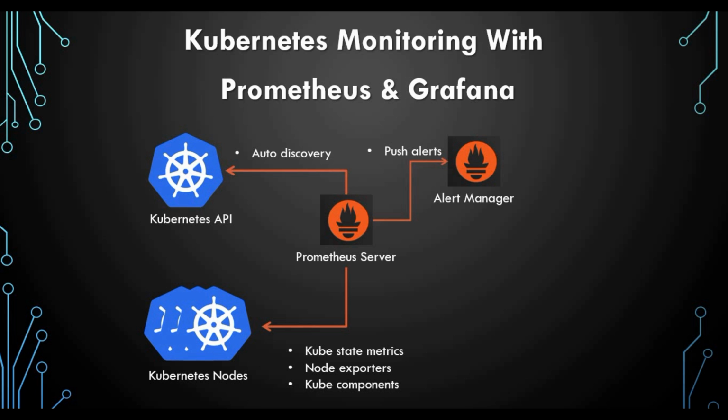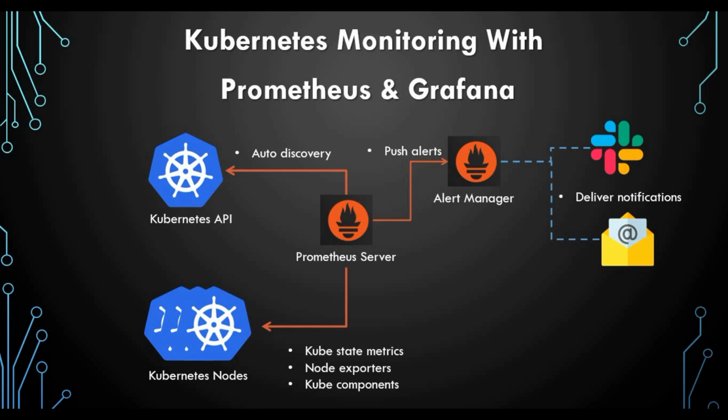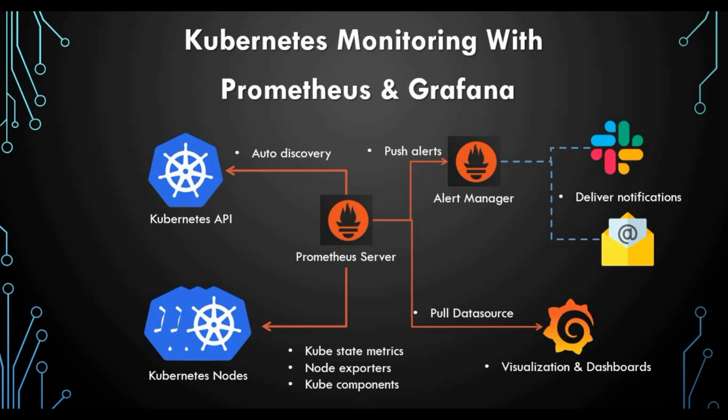Based on the metrics, you can push alerts, so you can send those alerts to Slack or email notification, or some other notification system. And what we are also going to see in this tutorial is Grafana, which will pull this data from Prometheus as a data source, and we'll be creating visualizations and dashboards in Grafana. So that will be the overall picture of what we are going to do in this tutorial.